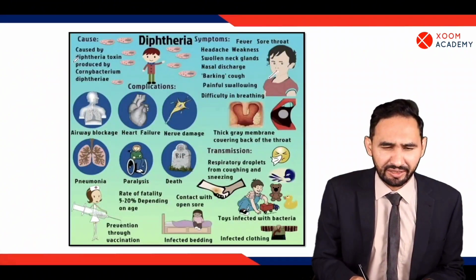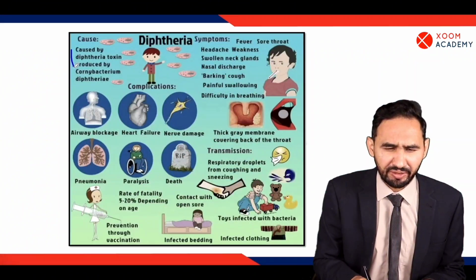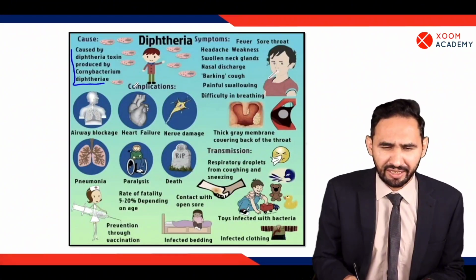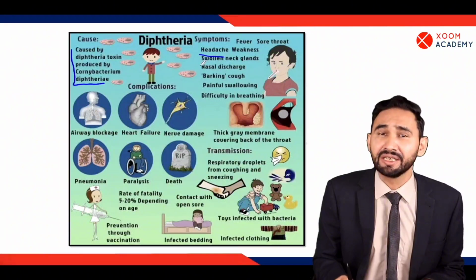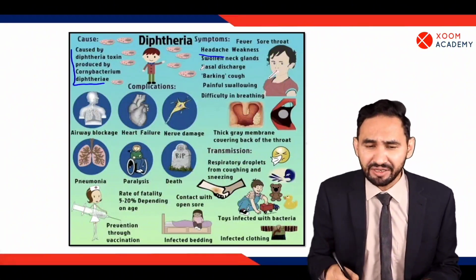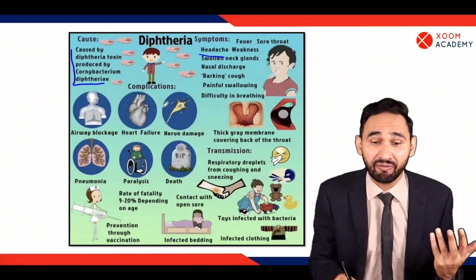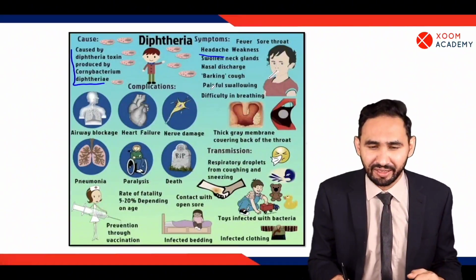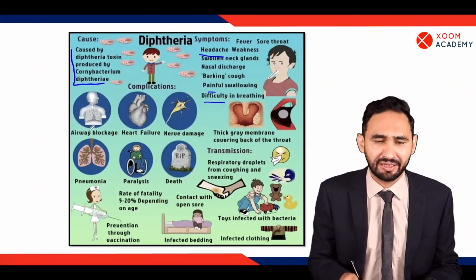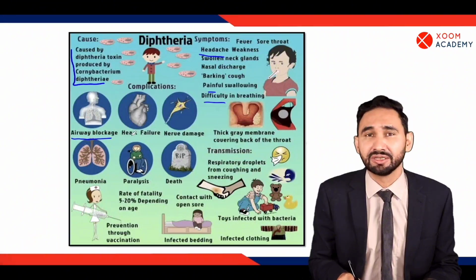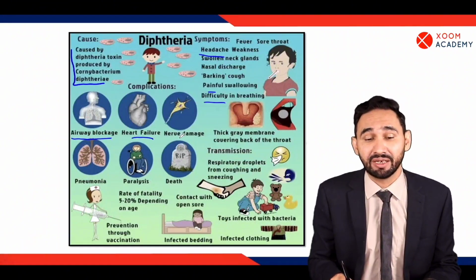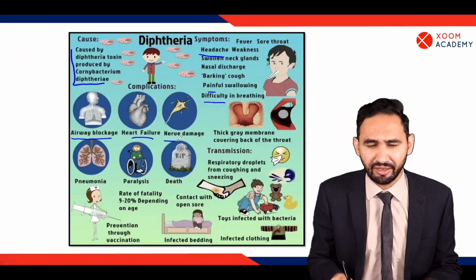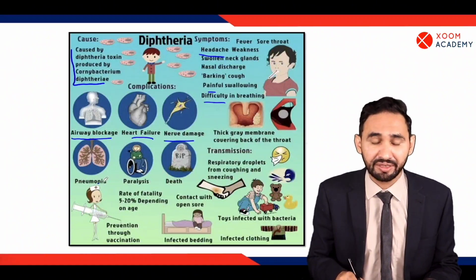As you can see, diphtheria is caused by Corynebacterium diphtheriae toxin, and it causes headache, weakness, fever, swelling of glands, swelling of neck. It produces cough because it spreads to the pharynx, larynx, and then difficulty in breathing is common in diphtheria. These are a few complications. Airway obstruction. It can cause heart failure if it remains untreated. It can cause nerve damage, paralysis, pneumonia. It can also cause death.